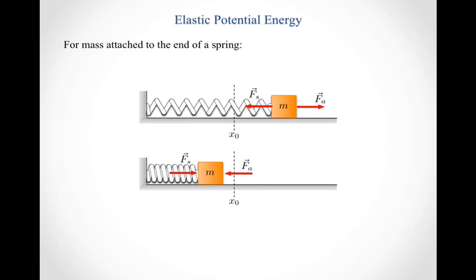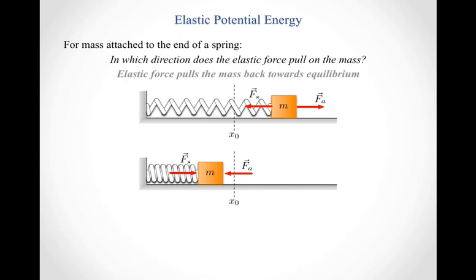The second potential energy we're going to deal with is the elastic potential energy. It's related to the work done by the spring force, the second of our conservative forces. So let's say I have a mass that's attached to the end of the spring, and I want to think about in which direction the elastic force always pulls on that mass.